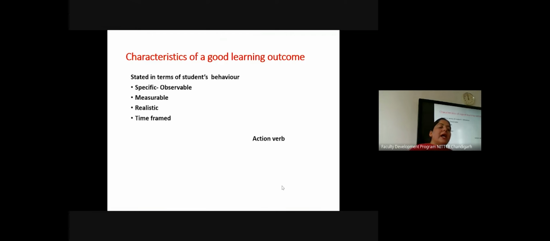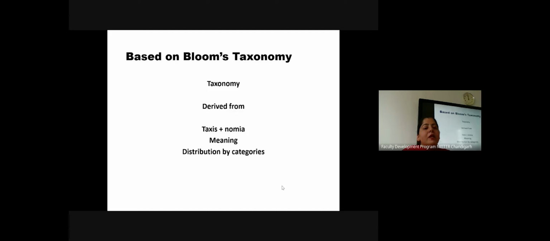outcomes, so that as per the demand of the subject, we are able to develop the knowledge, skill, and affective domain of our student performance. So we need to be more specific when it comes to defining different learning outcomes at institute level. So when it comes to defining different learning outcomes, it is as per Bloom's taxonomy.